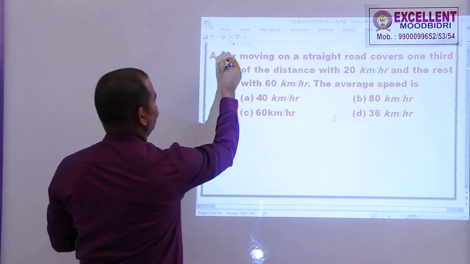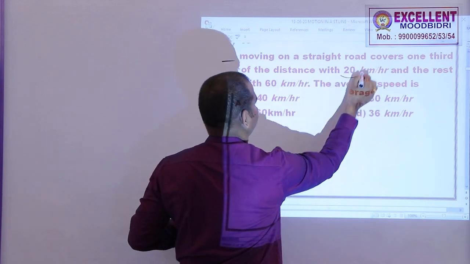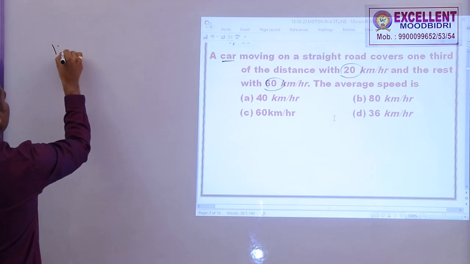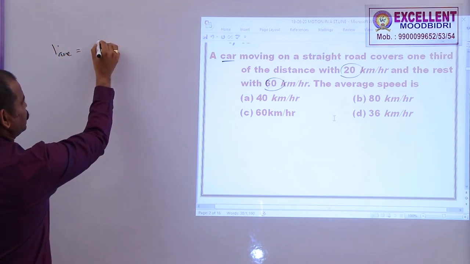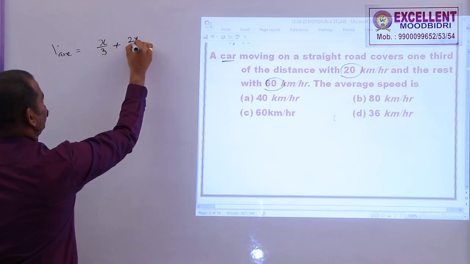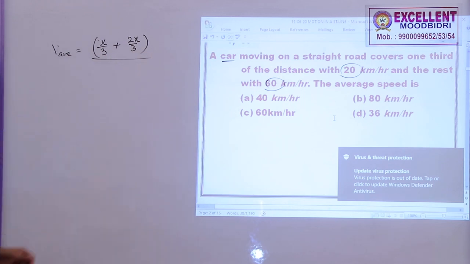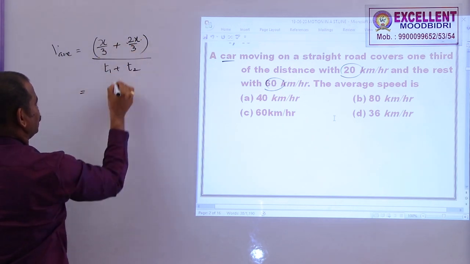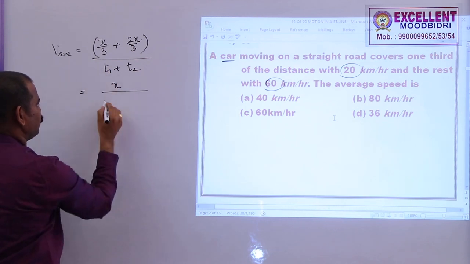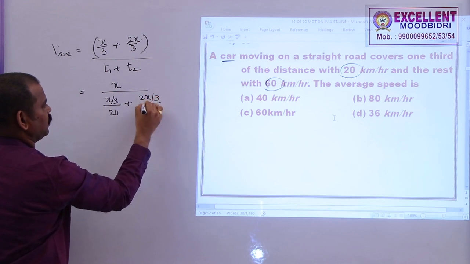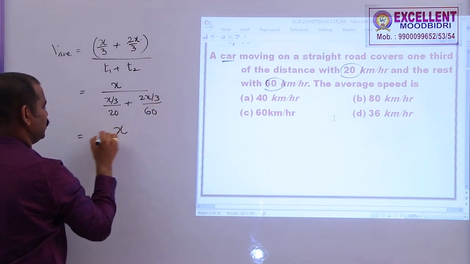A similar problem on average speed. Here a car covered 1/3 of the distance with a speed of 20 and the remaining with a speed of 60. What is the average speed? V average is the total distance divided by the total time taken. Let us say the total distance is x. The first distance is 1/3, that is x by 3, and the remaining is 2x by 3. The time taken is t1 plus t2. The initial time is x by 3 by 20, and this is 2x by 3 by 60.